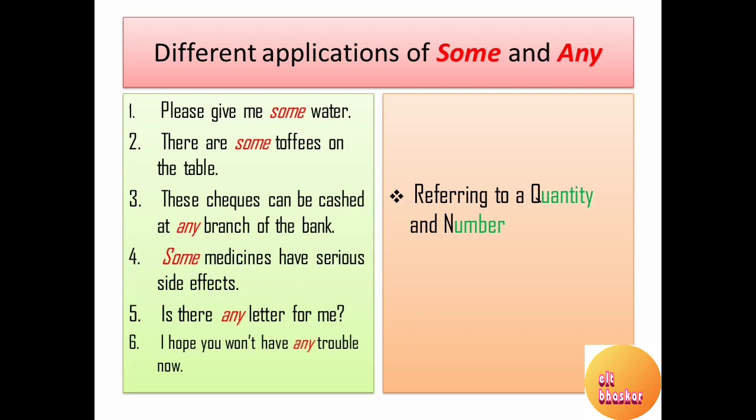Number 2, there are some toffees. Some toffees are referred to a number, right? These checks can be cashed at any branch of the bank. Here, any branch refers to a number, though very indefinite in sense. In this context, I must mention that both some and any refer to an indefinite number, but any is more indefinite in sense than some, which we should keep in mind.